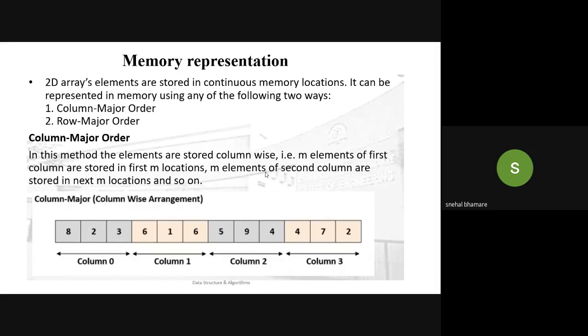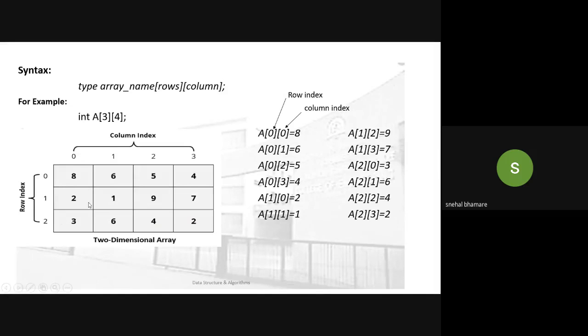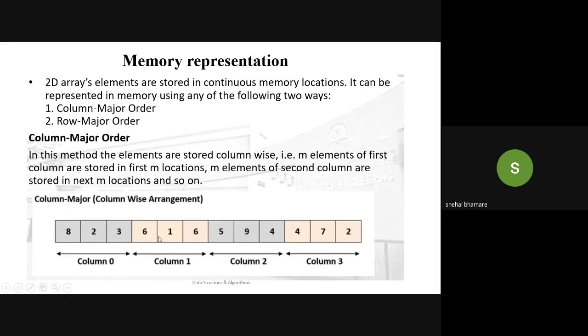So we can see the previous example. This is our matrix or 2D array. The elements are 8 6 5 4 2 1 9 7 3 6 2. Now if we are using the column major method for representing it in memory, the first column, that is this one, the zeroth column, will be stored. So the elements stored will be 8 2 3, then 6 1 6, then 5 9 4, then 4 7 2. Okay, look over here: 8 2 3 6 1 6 5 9 4 4 7 2.